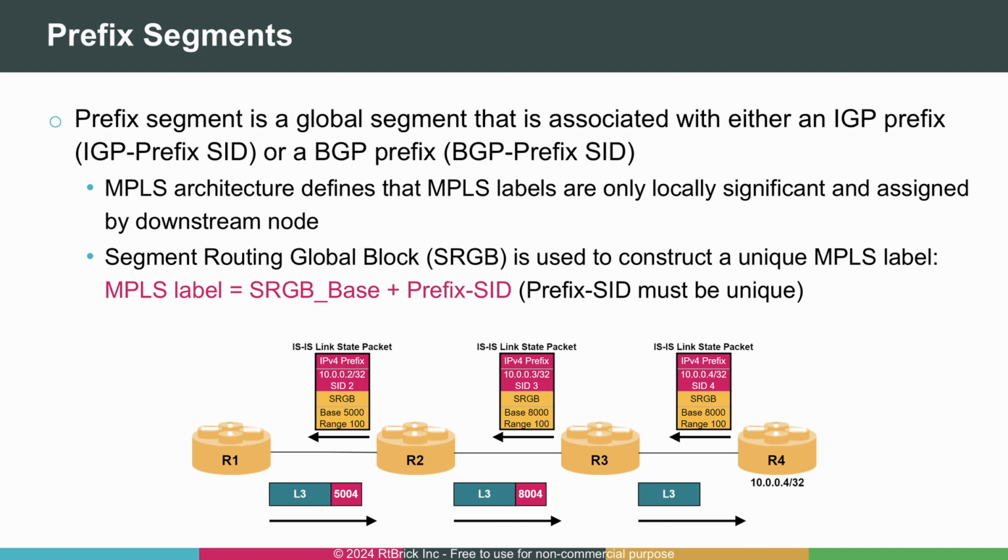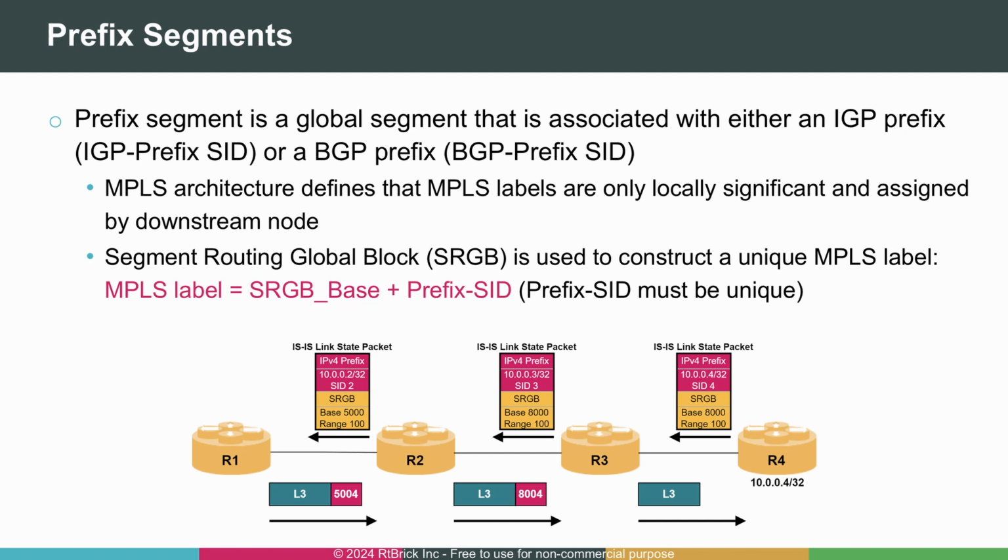In the standard MPLS architecture, an MPLS label has local significance. It is allocated independently by each label switching router and advertised to its upstream neighbors. To construct globally unique labels without violating this principle, segment routing introduces a concept where the MPLS label is derived from two components, a base value and an index.